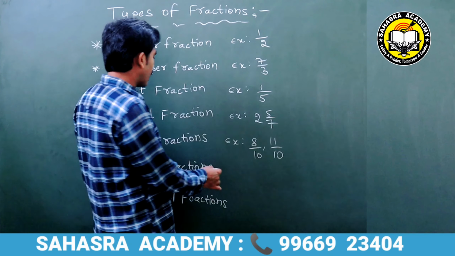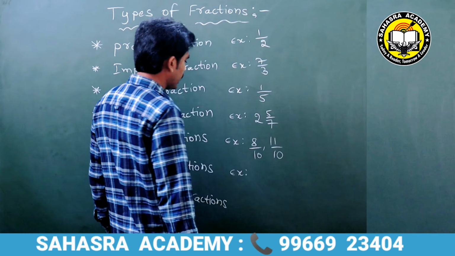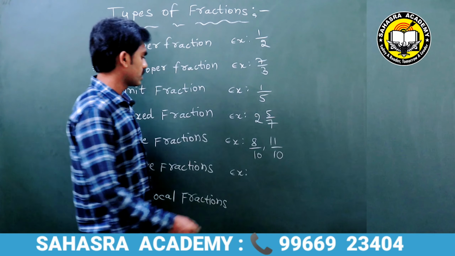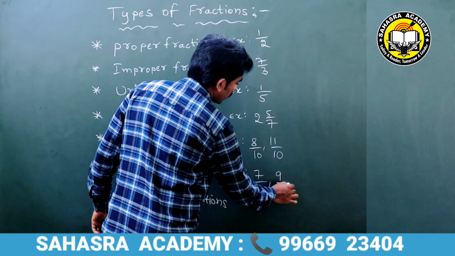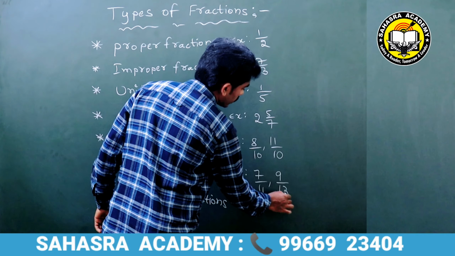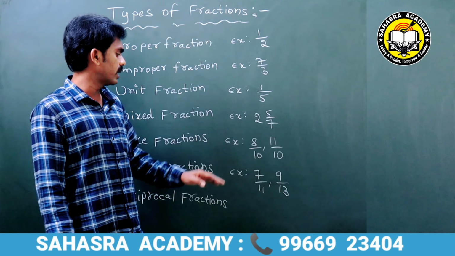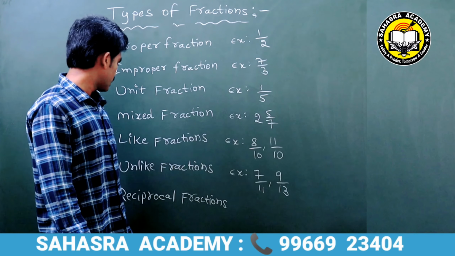Okay. Next, unlike fractions. So the reverse of like fractions. See, the fractions with different denominators are called unlike fractions. See, 7 by 11, 9 by 13. See here 11 and 13 are not the same denominators. So they are different denominators. Here 7 by 11 and 9 by 13 both are unlike fractions.